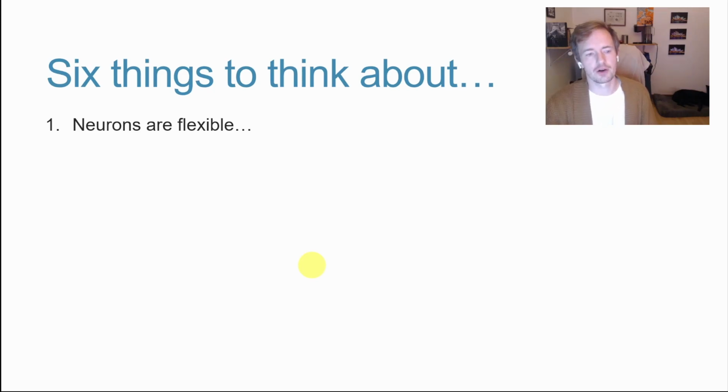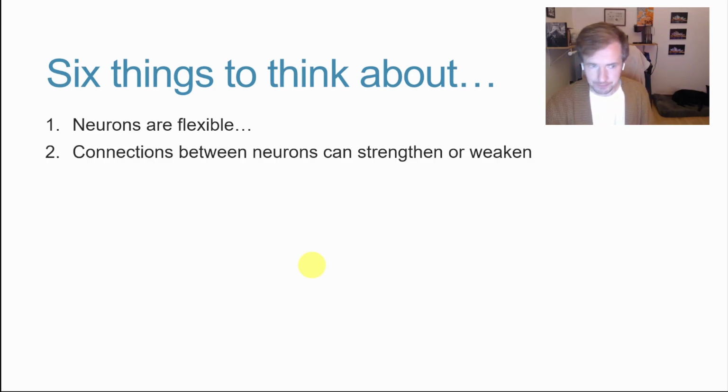No, it just means that neurons can change over time. So neurons are not set in stone. Doesn't matter how old you are. If you're 97 years old, then your neurons are not going to be static. They're not going to be that way forever. They are going to change just like you change. So the first piece, neurons are flexible.